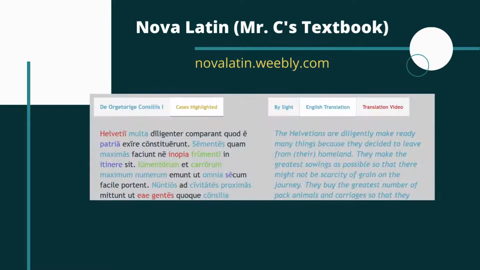Hey everyone, in this video we're going to take a look at the first story from chapter 46 of the Road to Latin textbook, called De Orgetorigis Consiliis I. So this is talking about Orgetorix, right, and his plans, continuing the narrative of the Helvetii and their migration, which is really the first book of De Bello Gallico, right?